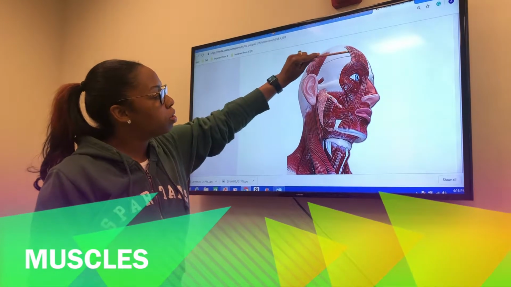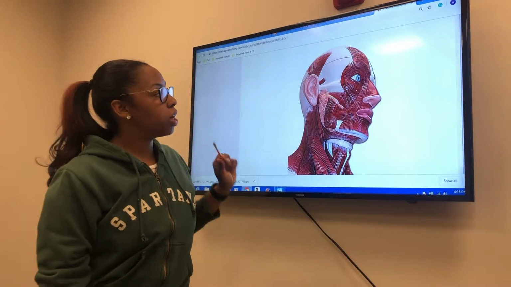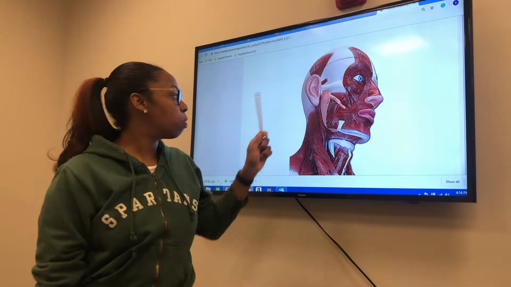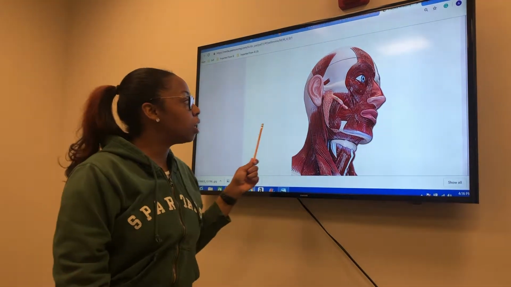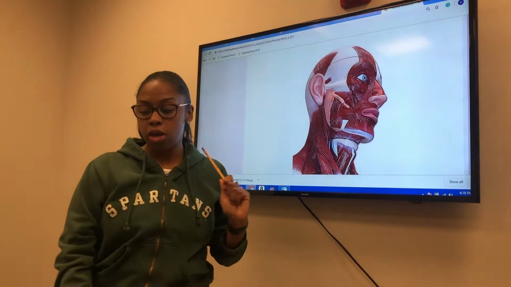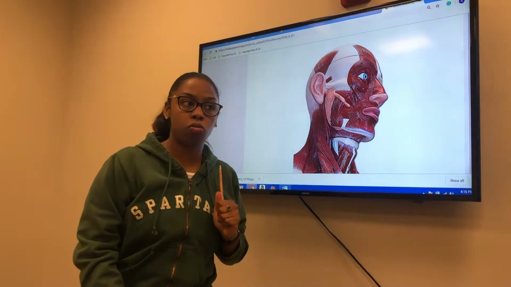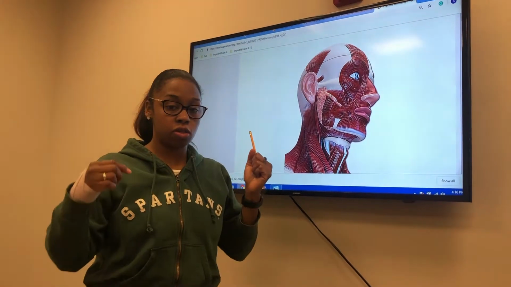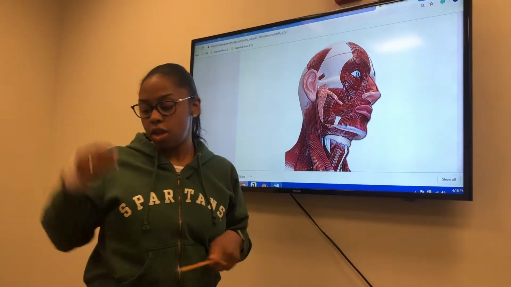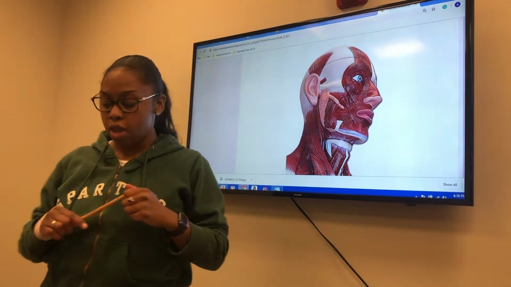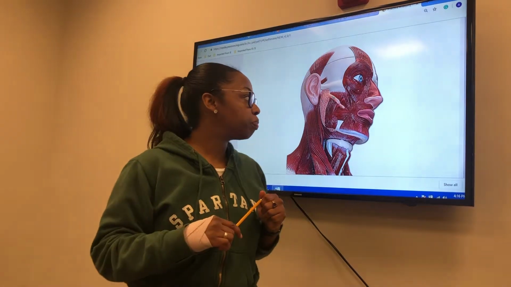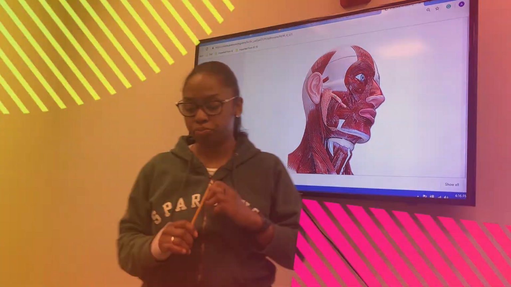This muscle is the frontalis, which has the origin of the occipital bone, which is in the back. The insertion is the galea aponeurotica. Its action is to wrinkle the forehead, which is, I guess, when you do this. And the nerve is the posterior auricular and temporal nerve in the facial.